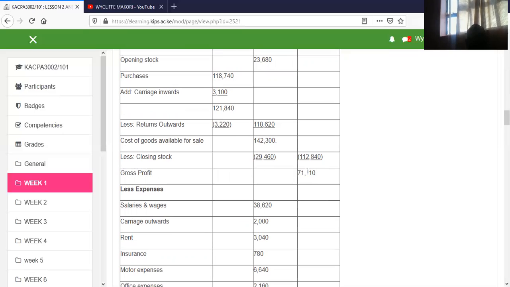From the gross profit, you need to find out whether there is what we call the non-trading income, whether there is a discount received, rent received, commission received, and all that.